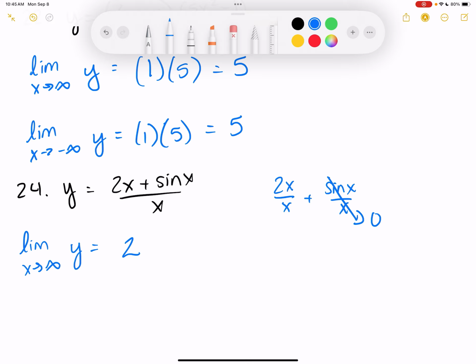So I was like, wait a minute, we weren't doing limits at infinity before. So then, same thing's going to happen here with the negative infinity. Limit as x approaches negative infinity of y is equal to positive 2, because again, they're essentially just canceling.